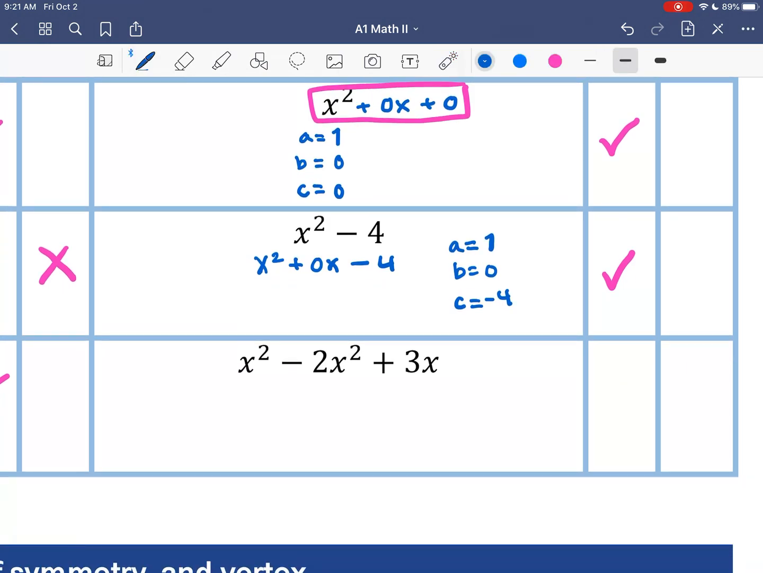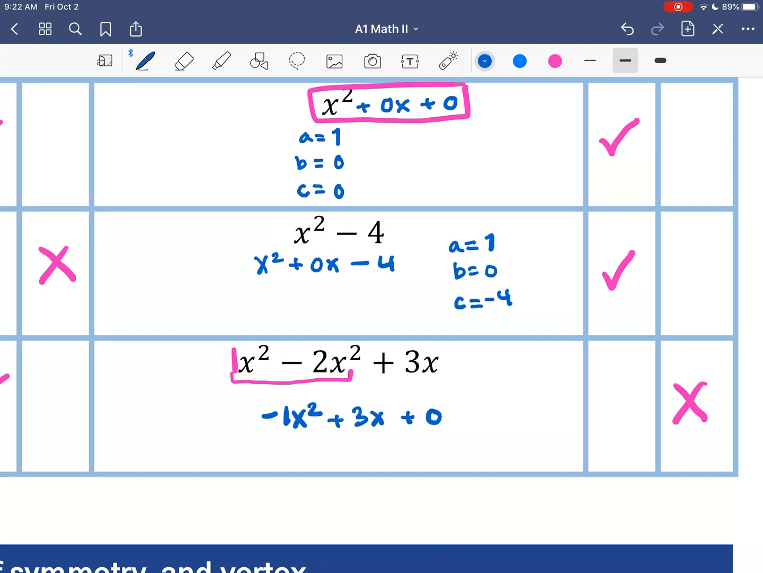This last one isn't really in standard form because we have 2 x squared terms which are making it awkward for us. So we have a 1 in front of the x squared and a minus 2 in front of the other x squared. So we're going to combine like terms here. That's a 1 minus 2 makes negative 1x squared plus 3x.